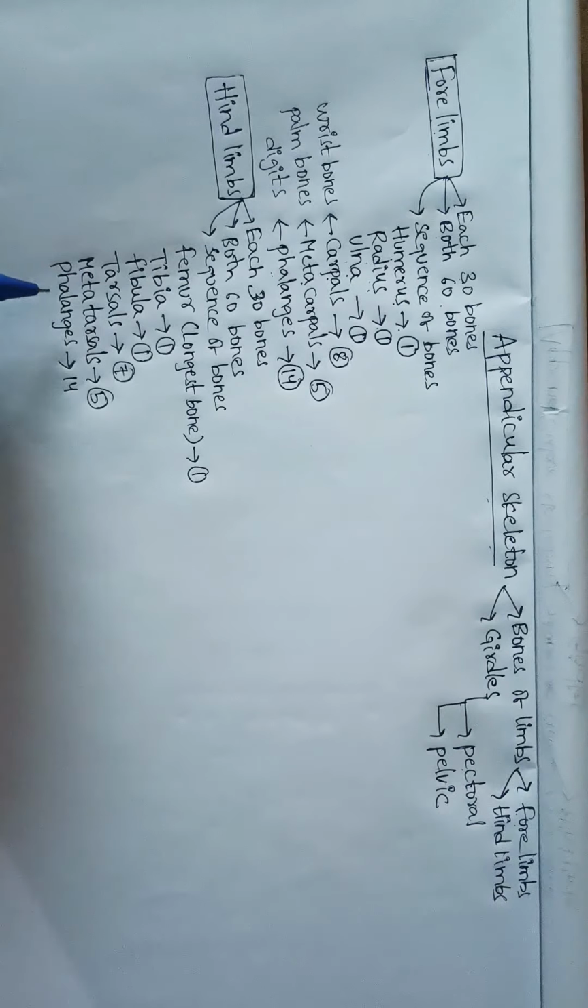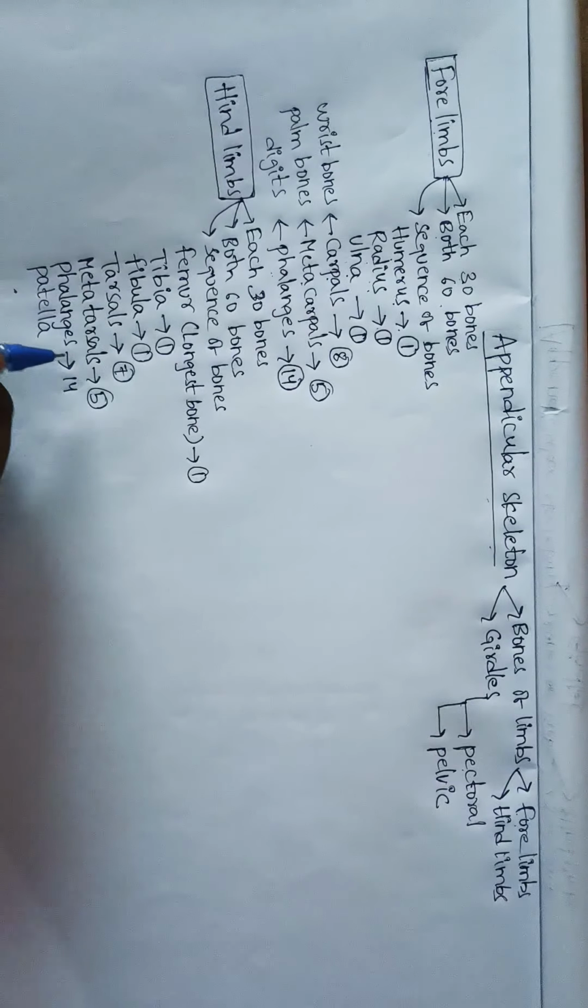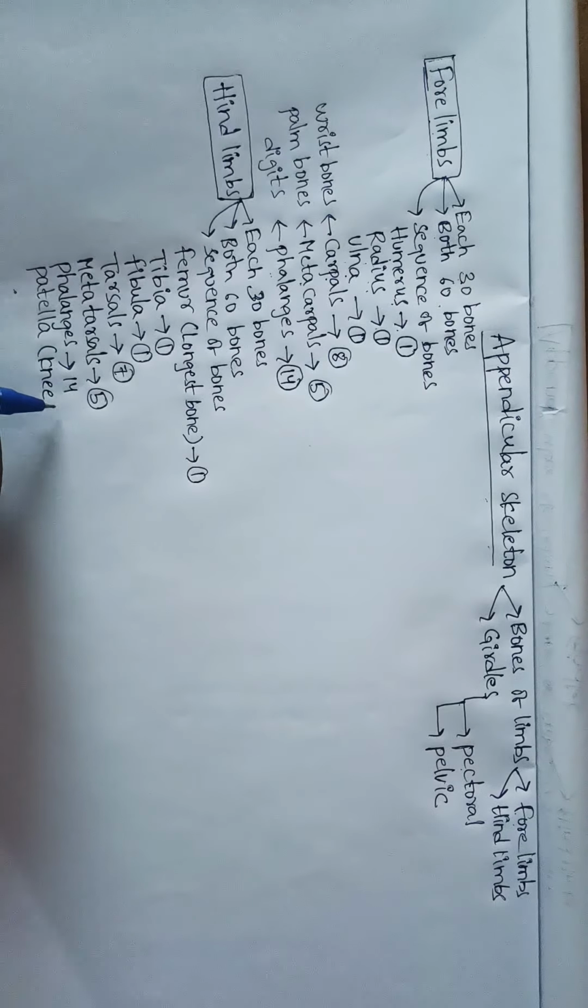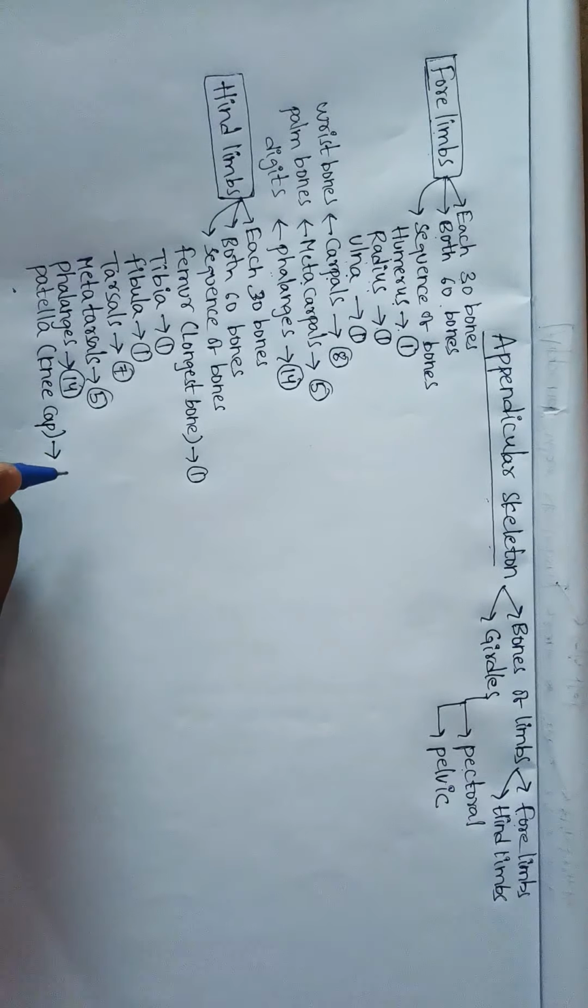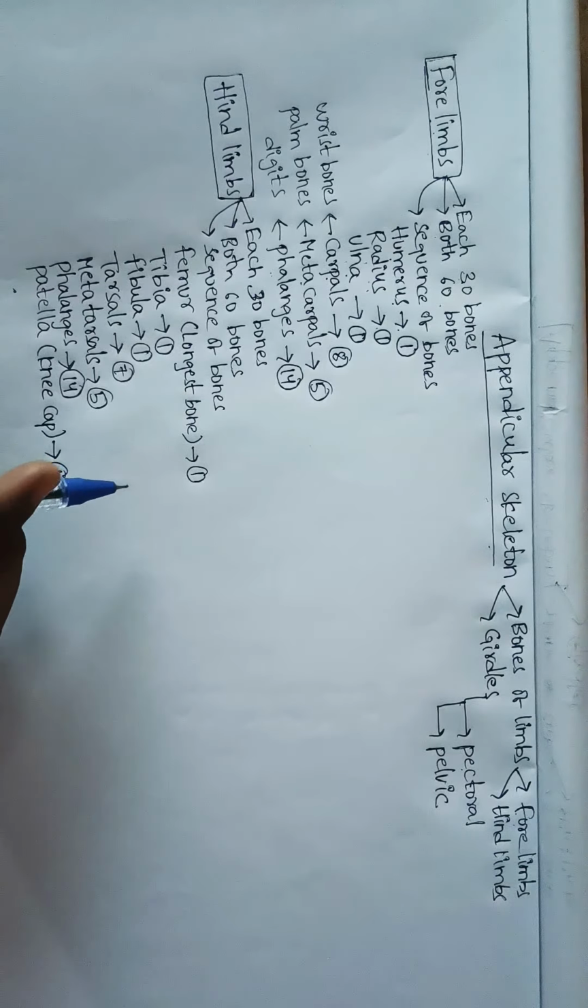Along with these bones, another bone is called the patella. Patella is also present in the hind limb. Patella is also called the kneecap. We have two patellae, so each hind limb consists of one patella. This is about hind limbs.